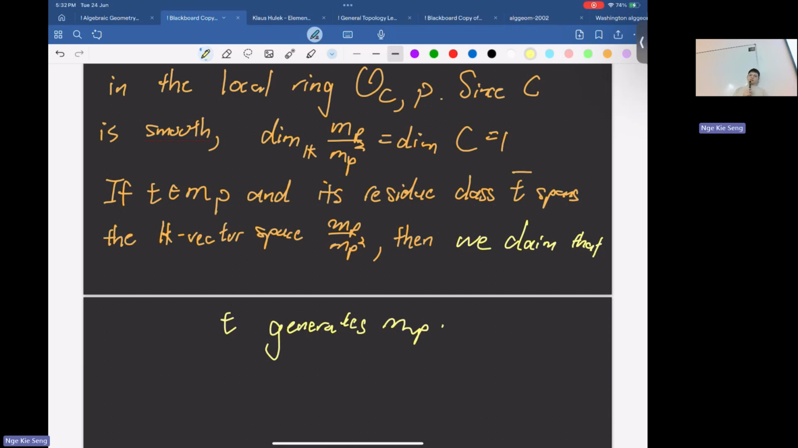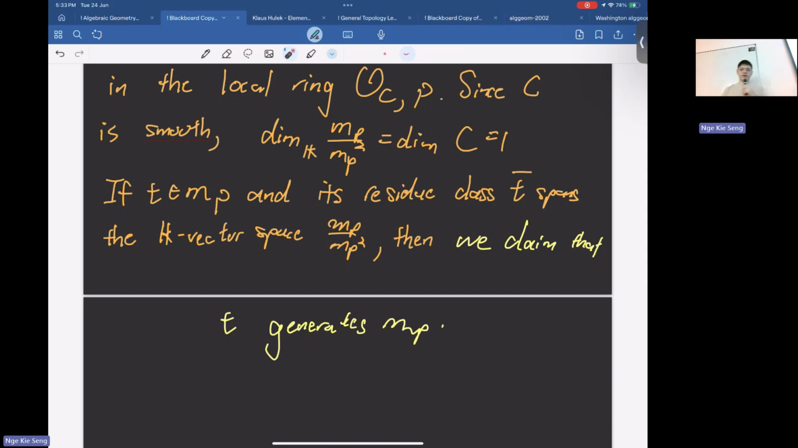It's not too direct, but it's not too hard as well. So let's read this statement again. If I know who generates MP over MP squared, I know who generates MP. Okay, so this is the statement we claim now.